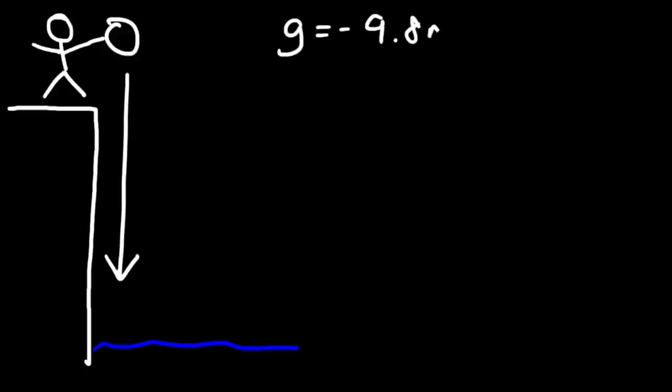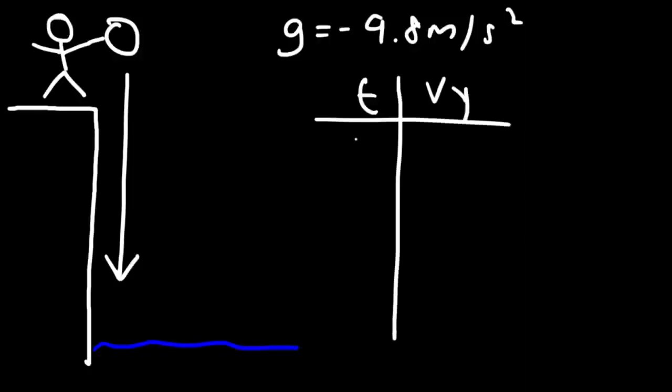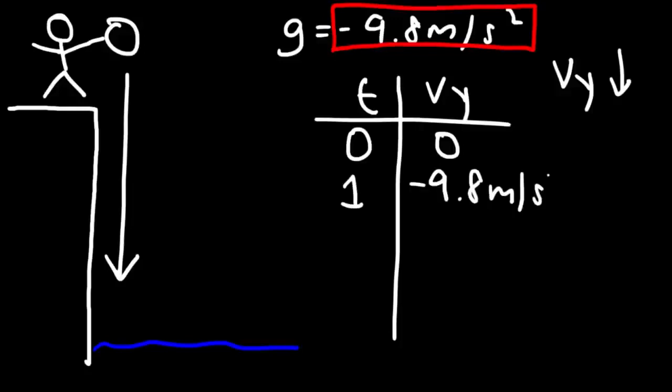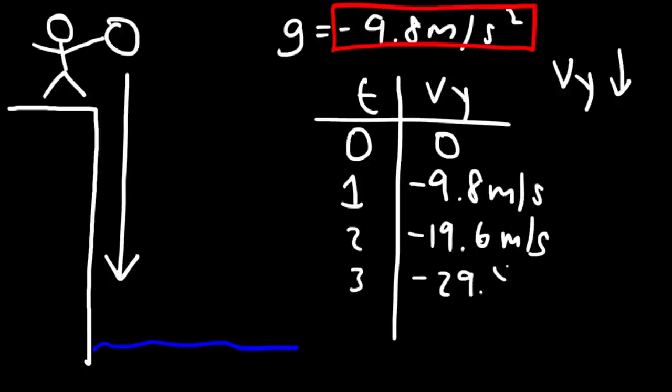If we make a table with t and Vy, at t equals 0, the initial vertical velocity will be 0 because the ball was released from rest. Now the acceleration, also called acceleration due to gravity, is negative 9.8. Because it's negative, the vertical velocity will be decreasing. So every second, it's going to decrease by 9.8. So 2 seconds later, it's going to be negative 19.6. 3 seconds later, it's negative 29.4.